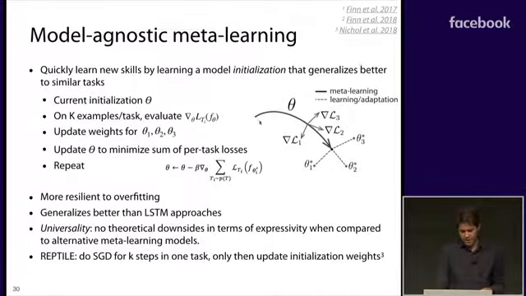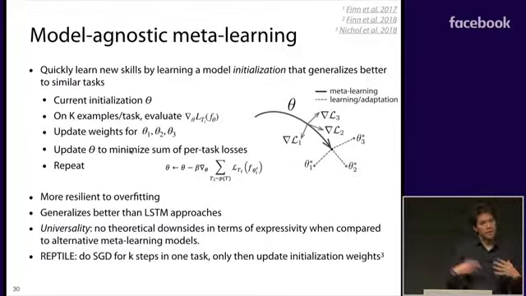So if you look here, you have the current initialization, theta. Then you look at, in this case, 3 tasks. For each of these 3 tasks, you take k examples, you evaluate the gradients, then you update the weights for each of these subtasks. And then you update this theta to minimize the sum of these per task losses. And that brings you to a new initialization, which is hopefully closer to the optimal weights theta 1 to 3 here. It's a very cool algorithm.